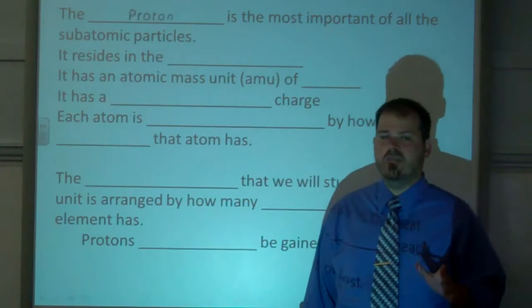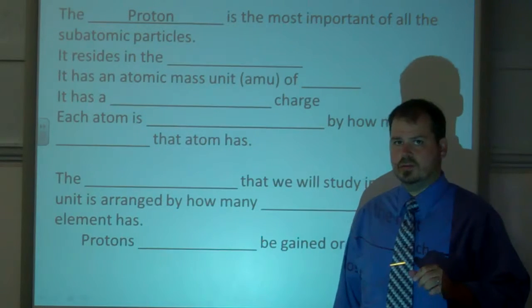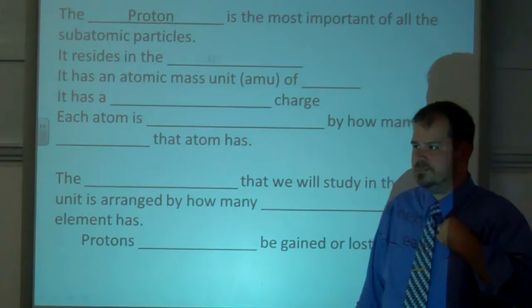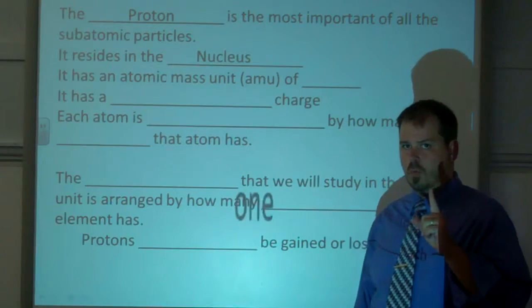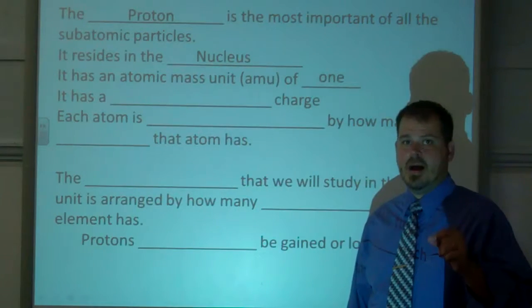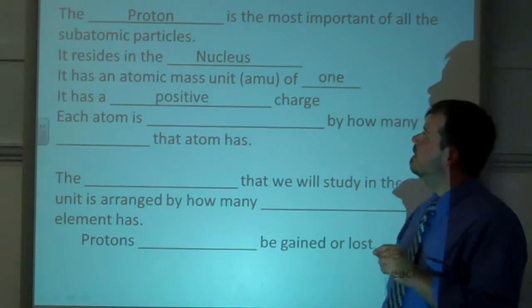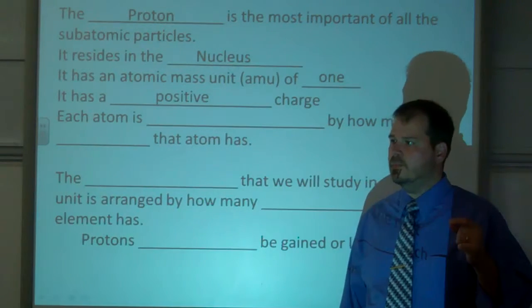Let's start with the king of them all, the proton. It's the most important of the subatomic particles. It resides in the nucleus. It has an atomic mass unit of 1. Also has a charge. It's a positive charge. P for positive, P for proton. That's how we're going to keep those 2 together, okay?